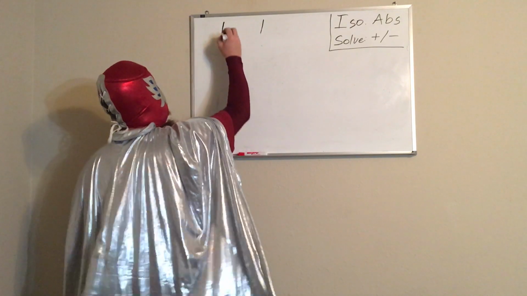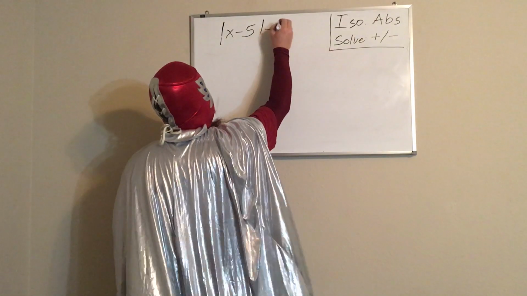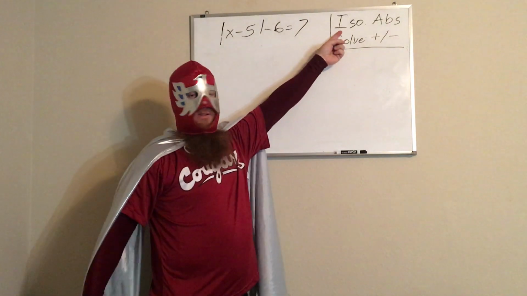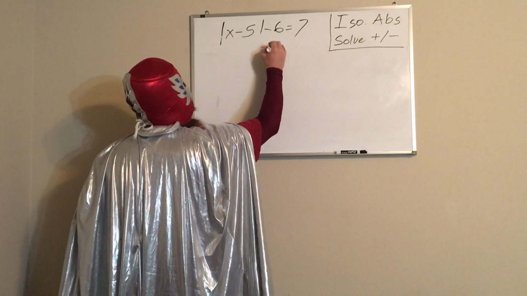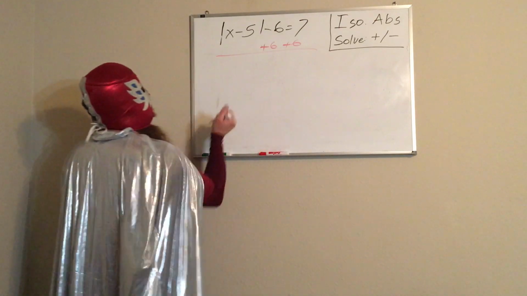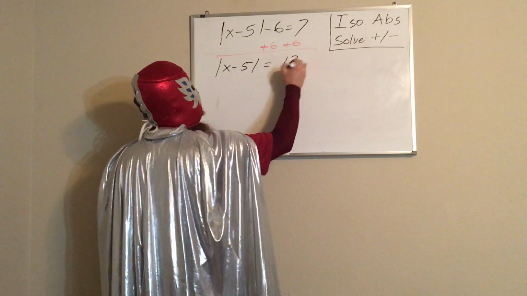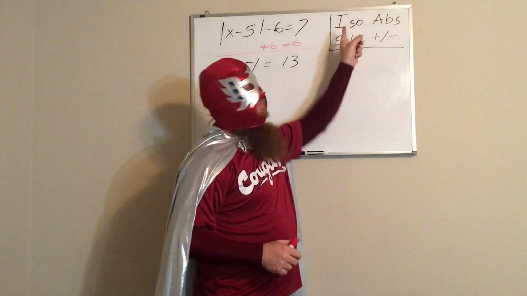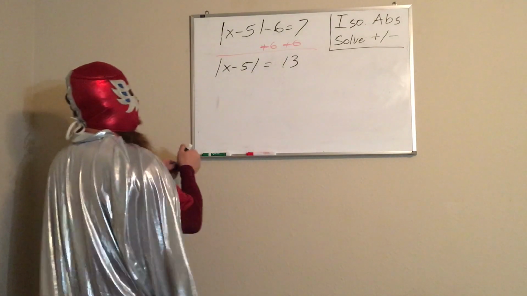Your next problem shall say the absolute value of x minus 5, minus 6, is equal to 7. The directions say isolate the absolute value. We do this by adding 6 to both sides. And this leaves us with the absolute value of x minus 5 is equal to 13. Notice now that the absolute value has been isolated. There are no other values around the absolute value. So now we solve it twice.